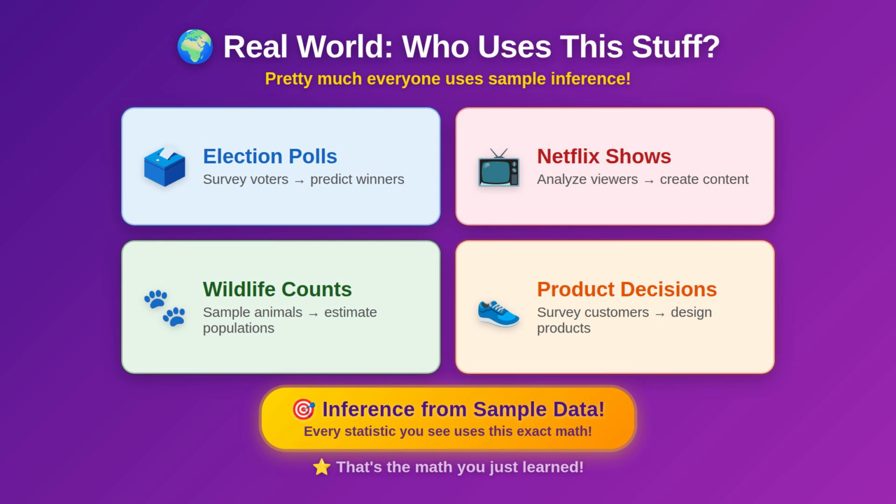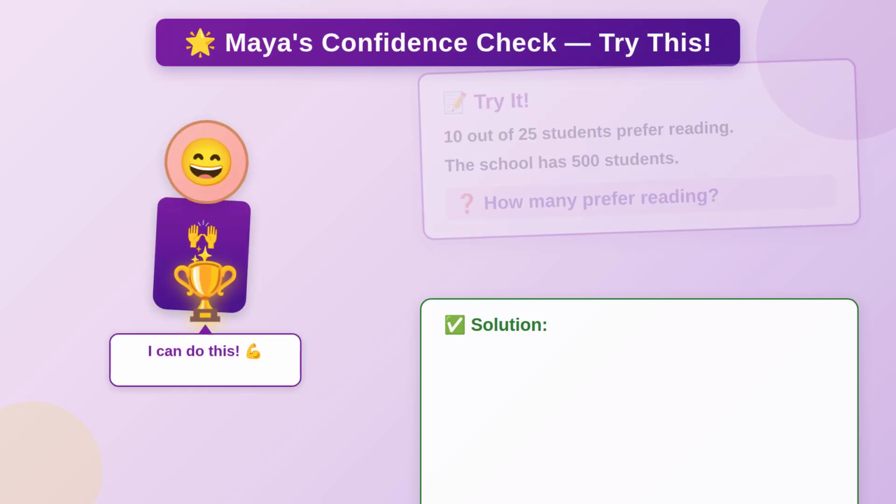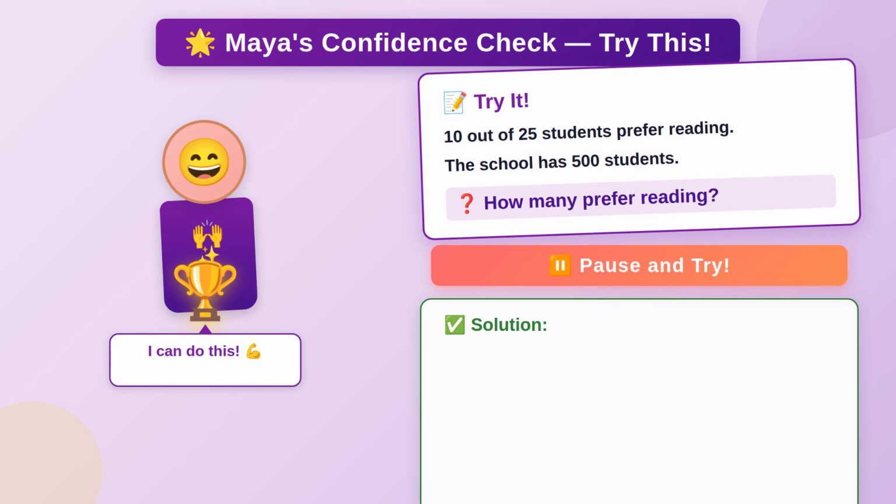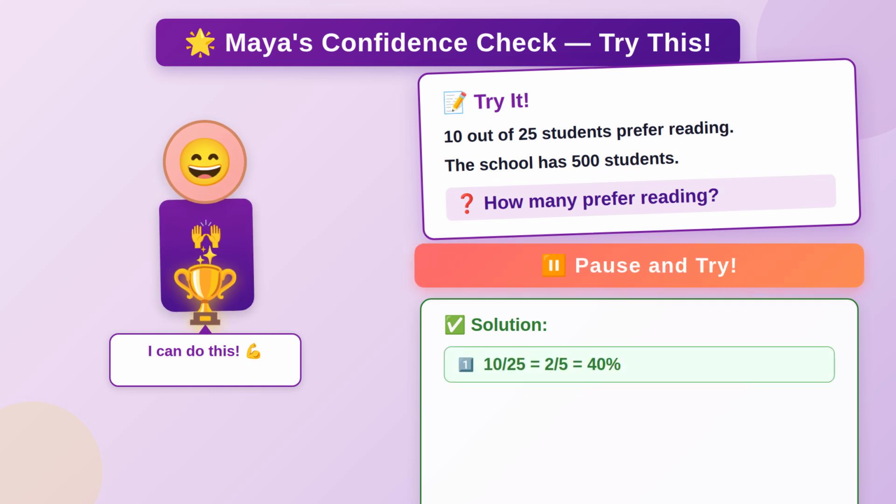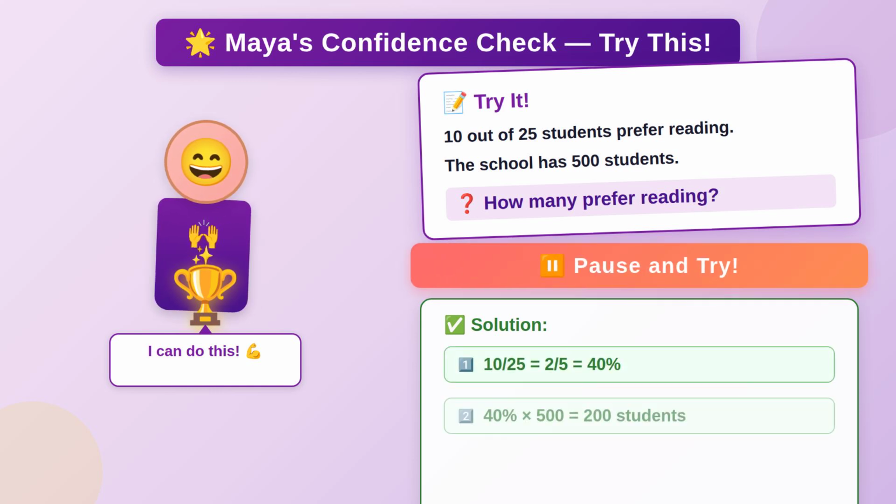Every time you see a statistic on the news or in an ad, someone used a sample to make an inference about a larger population. That's the math you just learned. Look at Maya now. She went from totally stumped to completely confident. Here's a quick practice problem to try on your own.